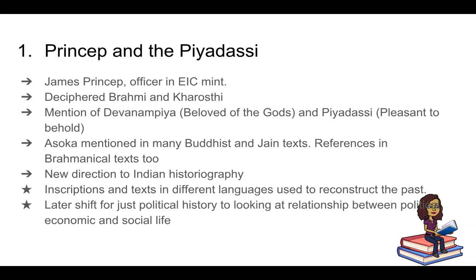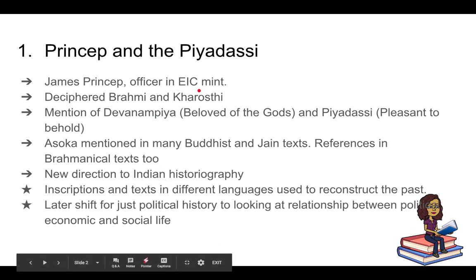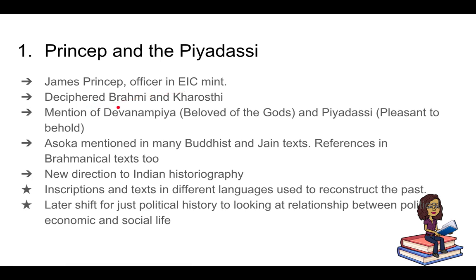The chapter opens with a discussion on Prinsep and the Piyadassi, where we are told that James Prinsep was an officer in the East India Company Mint, and he went on to decipher Brahmi and Kharosthi. In the inscriptions that he deciphered, there is a mention of a king called Devanampiya, meaning beloved of the gods, and Piyadassi, meaning pleasant to behold. Later studies actually revealed that these were the two titles used most commonly for Ashoka.